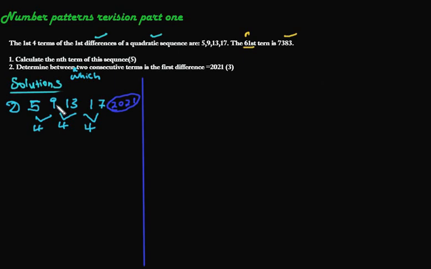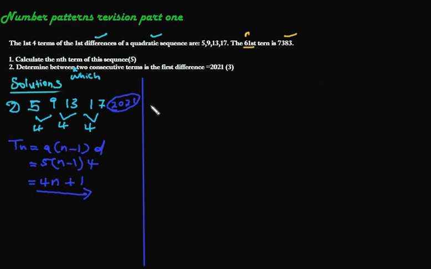That means we are viewing these first differences as the actual sequence, as they are sequential, as you can see. So for a linear pattern, Tn is equal to a plus n minus 1 times d, and a is 5. It is 5 plus n minus 1 times 4. The difference is 4. Then this will be 4n plus 1. Now we have the pattern.